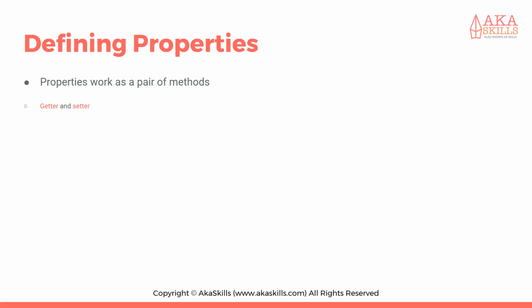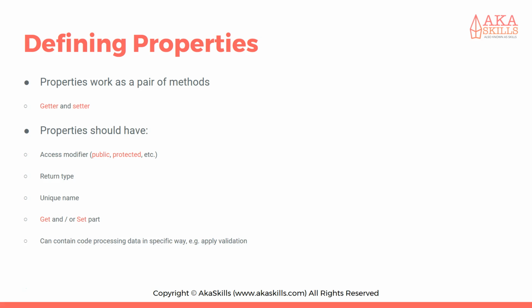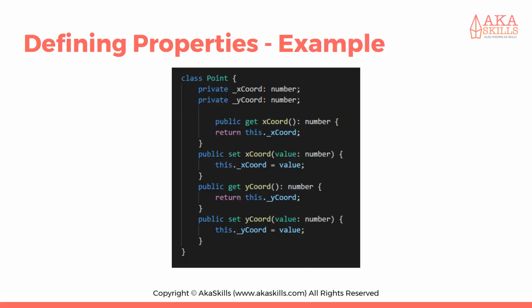Getter is executed when you try to get the value. Setter is executed when you try to modify it, passing a new value. Properties should have access modifiers: public, protected, or private. They should have a return type, a unique name, and a get and/or set part. If we have only get, then it's read only. If we have only set, it's write only. And if we have get and set, then it's read and write. As well, they can contain code processing data in a specific way, for example, applying validation.